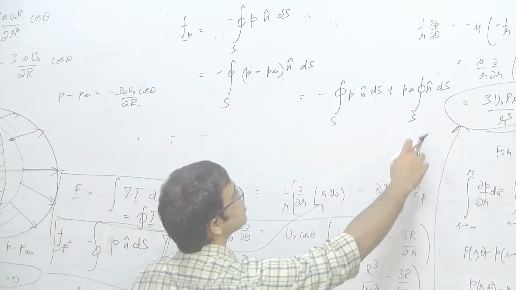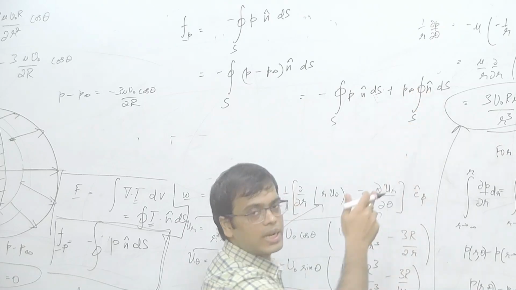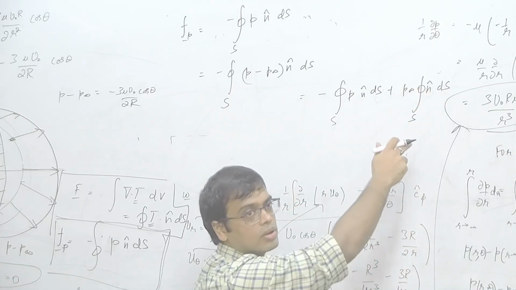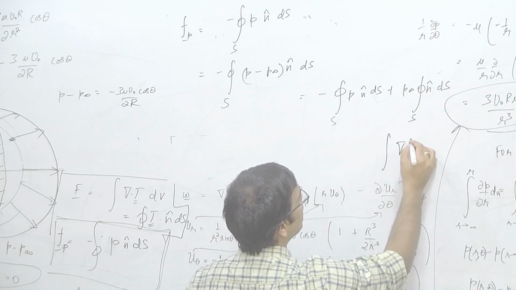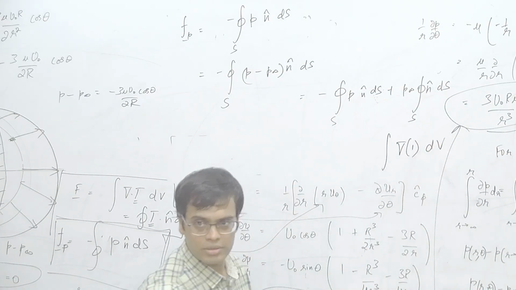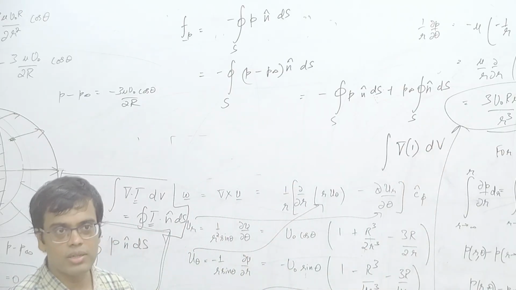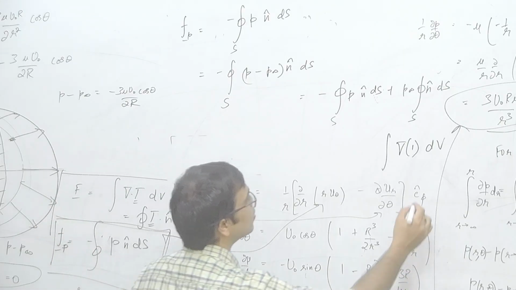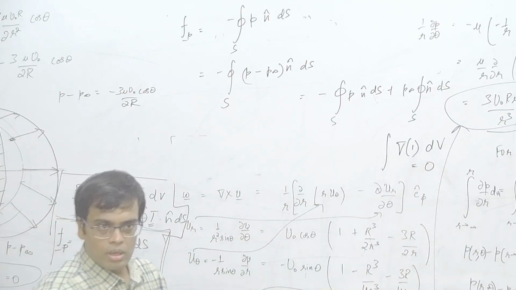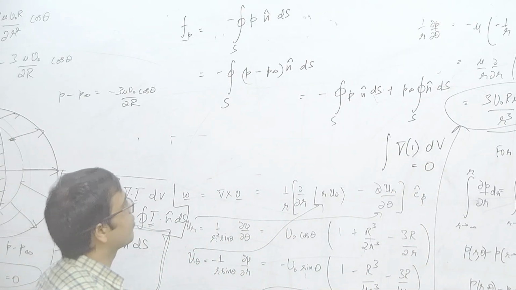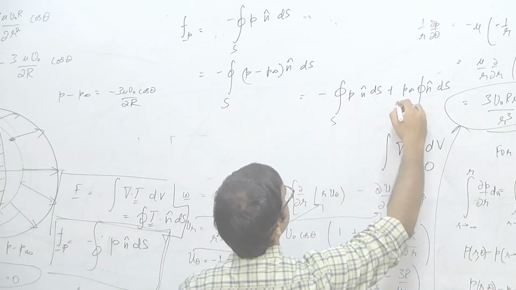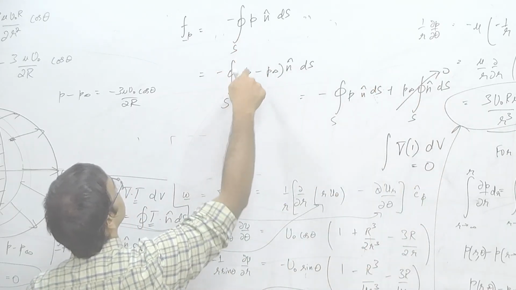This is 0 because this is 1 into n hat ds. If you apply Gauss divergence theorem, this is del of 1 dv, gradient of 1 into dv, which is 0. So this guy is 0. So that's why I can write this as this.